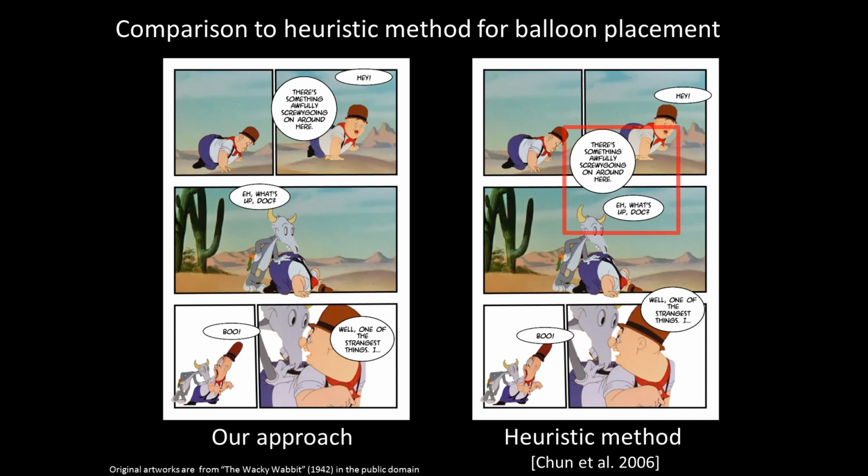For example, it places the balloons in the first and third panels close to each other. This may make the reader skip the second panel, and move directly to the third one. Our approach avoids this problem by using a more appropriate placement of balloons.